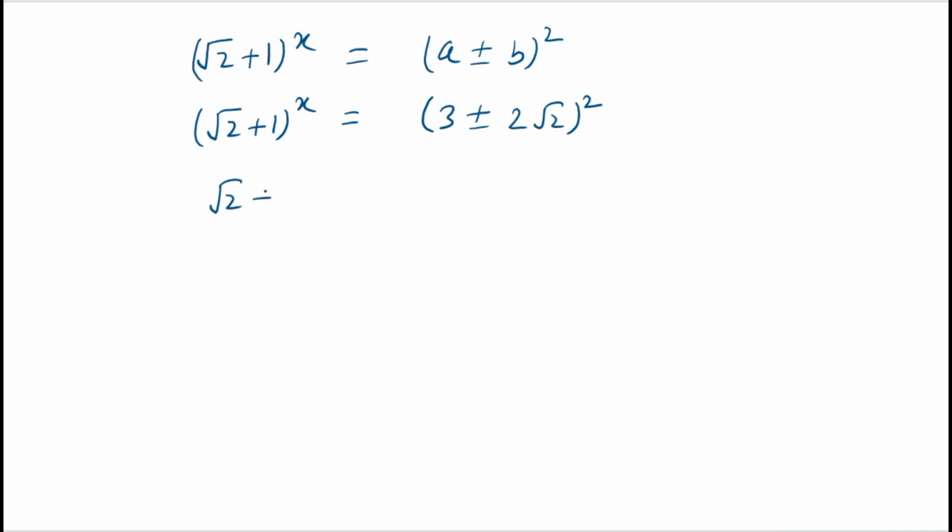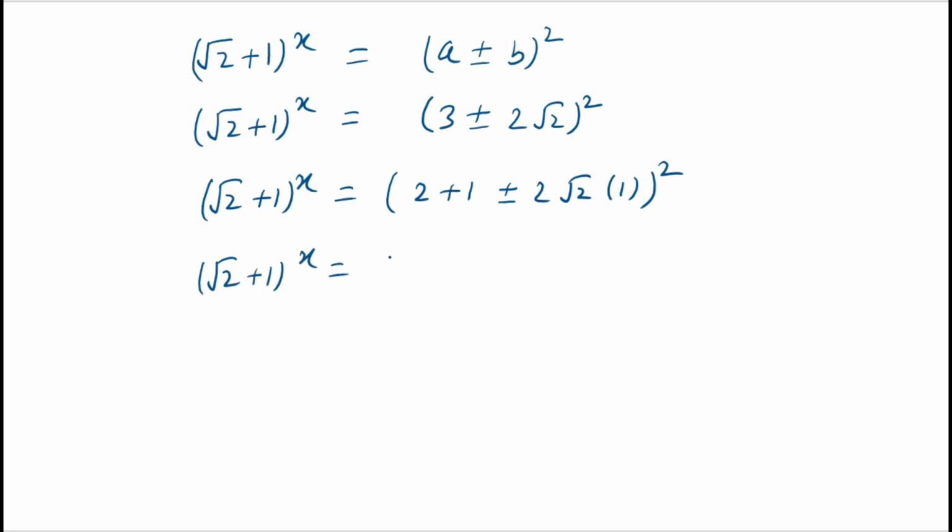(Square root of 2 plus 1) to the power x is equal to, this 3 is the same as 2 plus 1 plus minus 2 times square root of 2, and here if we multiply by 1 then the number is not changed, all to the power 2. (Square root of 2 plus 1) to the power x is equal to, this 2 is the same as (square root of 2) squared plus 1 to the power 2 plus minus 2 times square root of 2, and here 1 to the power 2.